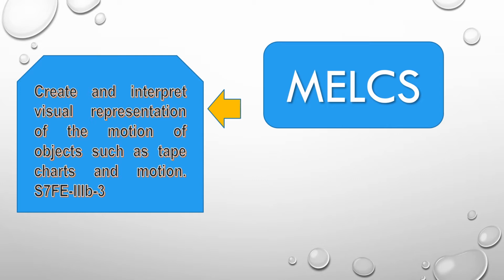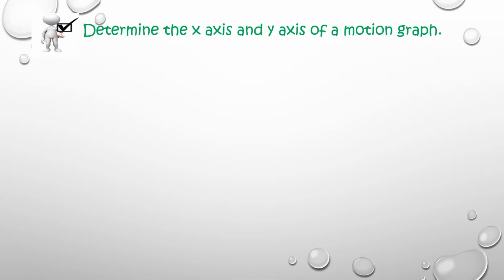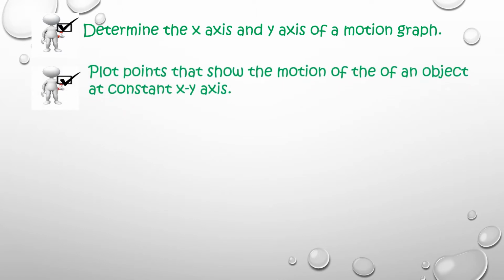S7FE LLLP 3. Okay, so these are the objectives we need to discuss for this afternoon. Of course, we have specific objectives. What should we know? First, you need to determine which is the x-axis and the y-axis of a motion graph. Second, we must plot the points that show the motion of an object at constant x and y axis.